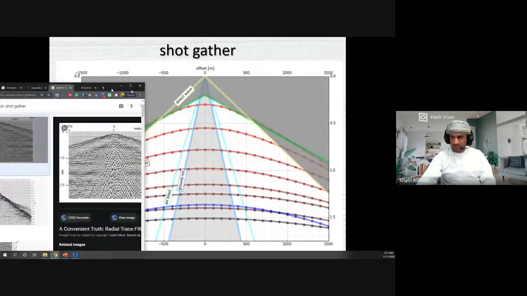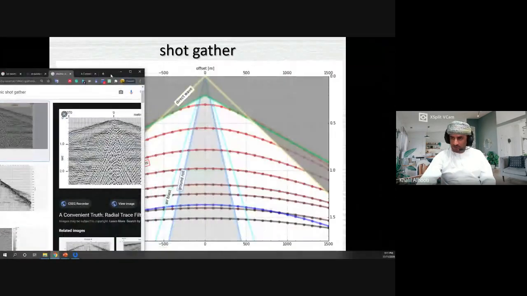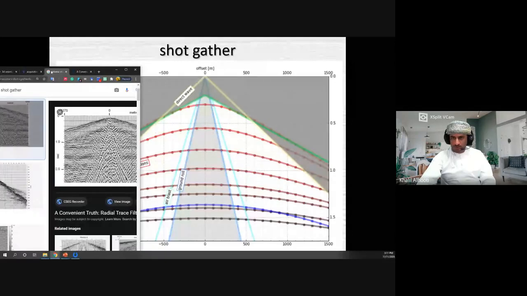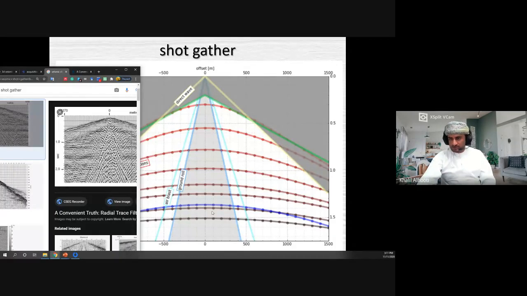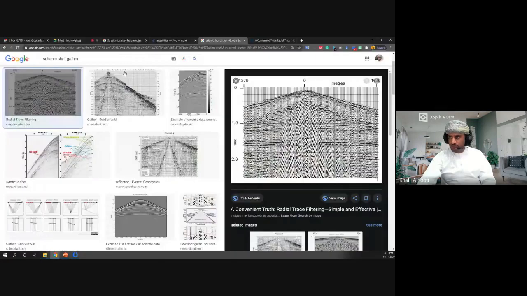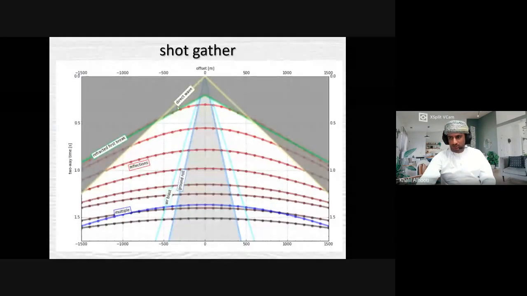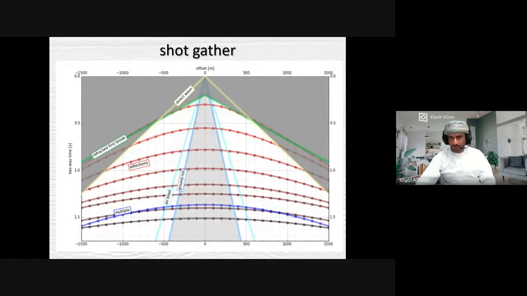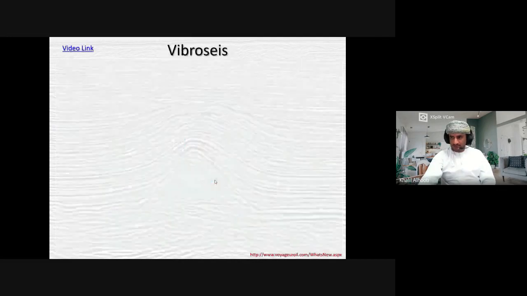If I put them side by side, that's what you see. This is the ground roll. Here the ground roll is. They even sometimes mask the air blast or air wave. If you bury your geophones beneath the earth surface, put some soil on top of them, you minimize the energy generated by the air blast. Hope that's clear.